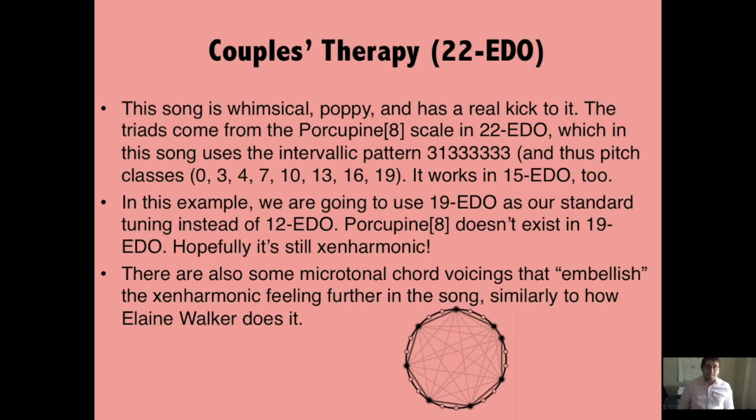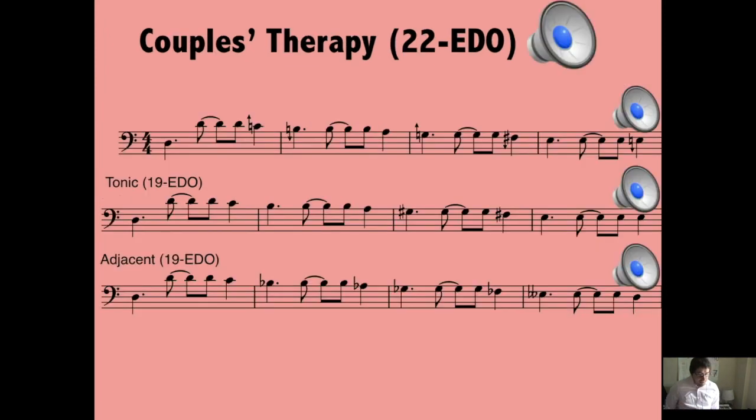Okay, and then our last example here is Couples Therapy, which is in 22. I thought I should do one analysis where the standard tuning isn't 12, and the Xenharmonic tuning is still Xenharmonic tuning. So 22 EDO uses the porcupine scale, which we've been talking about at par new, and it's really, really simple. So hopefully this will make sense. So here's how the song sounds if you haven't heard it.